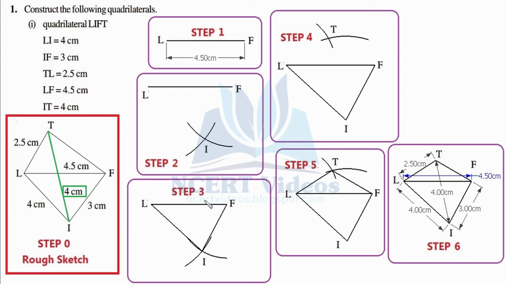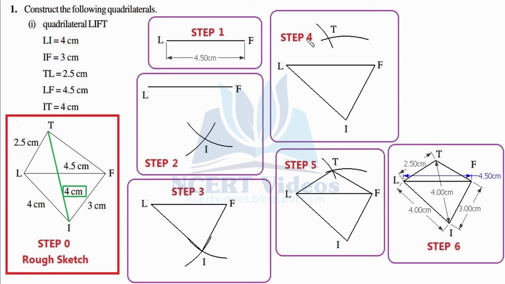Third step is very easy. We simply connect our newly found vertex I with the given vertices L and F with the help of a ruler. Now we have constructed this downward portion of this quadrilateral, that is the bottom half of this quadrilateral LIFT. Now we can easily construct or locate this vertex T.